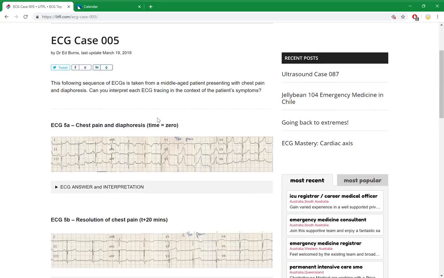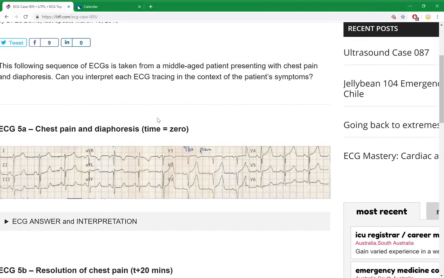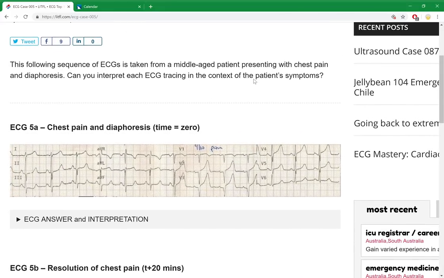All right, this is a really good one. So case 5, the following sequence of EKGs is taken from a middle-aged patient presenting with chest pain and diaphoresis, excessive sweating. Can you interpret each EKG tracing in the context of the patient's symptoms?